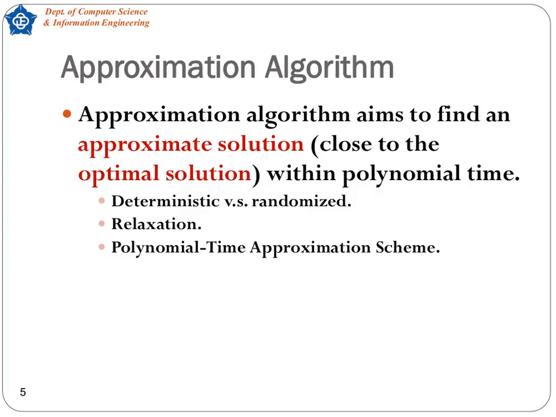Now let's take a closer look at approximation algorithms. They tackle hard optimization problems by trading perfect accuracy for efficiency. Rather than seeking the exact optimum, they deliver solutions provably close to the best possible, all within polynomial time. Key approaches include deterministic versus randomized methods. The former follow a fixed procedure, while the latter use randomness to boost expected performance or simplify the process.